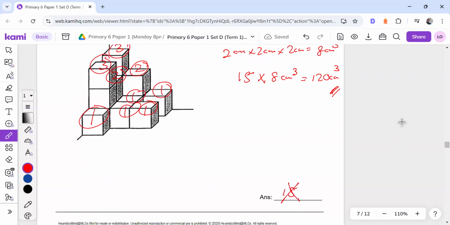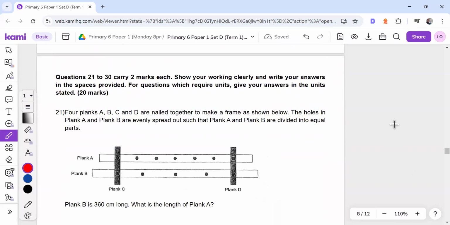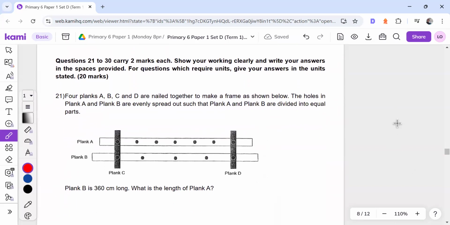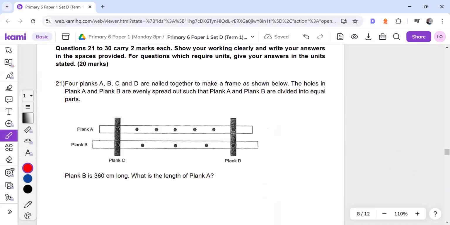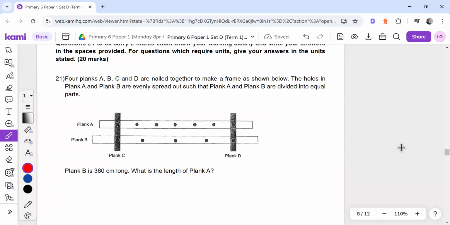Okay, let's go to question number 21. From here onwards, the questions get harder already. But does it mean that it's very hard to do? No. Now, if you look closely at this picture, does it look like a model to you? Can you cut it into boxes? If you cut it into boxes, you realize that you may know how to do already.